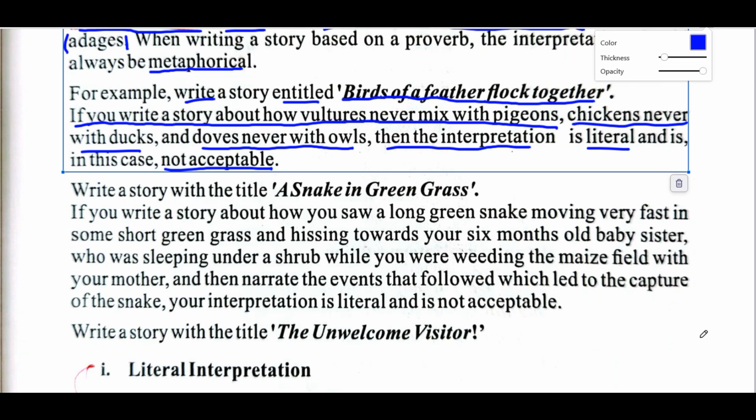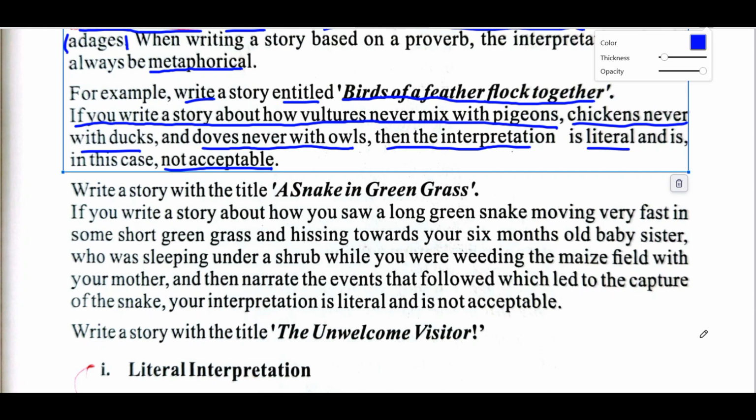So if you write a story about how you saw a long green snake moving very fast in some short green grass and hissing towards you, your 6 months old baby sister who was sleeping under a shrub while you were weeding the maize field with your mother, and then narrate the events that followed, which led to the capture of the snake, your interpretation is literal and is not acceptable.